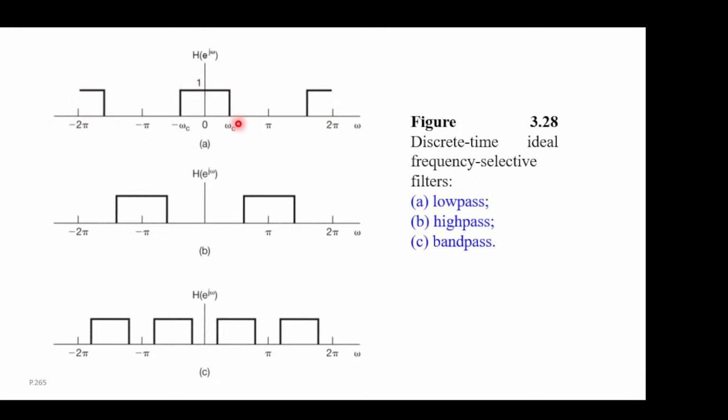So low pass filters will also be periodic with period 2 pi, and their pass band should be around these multiples of 2 pi. And high pass filters should pass at around odd multiples of pi, so like pi, minus pi, or 3 pi, minus 3 pi, etc. And then you can also have an arbitrary band pass filter. But the band pass filter needs to be periodic with period 2 pi too.